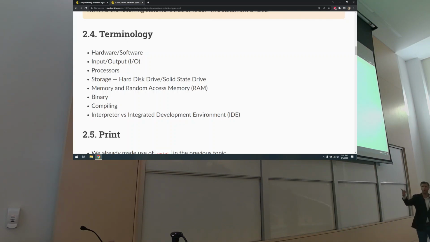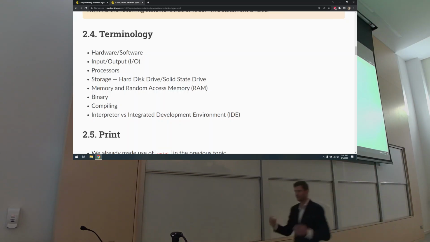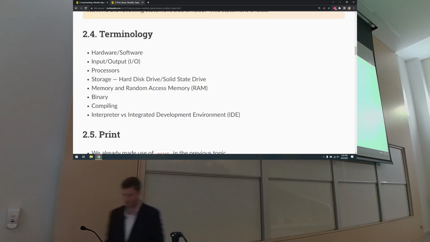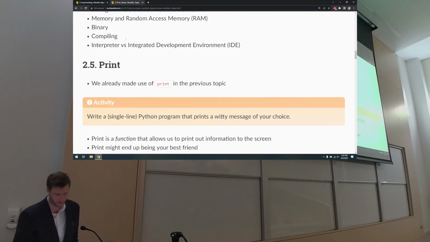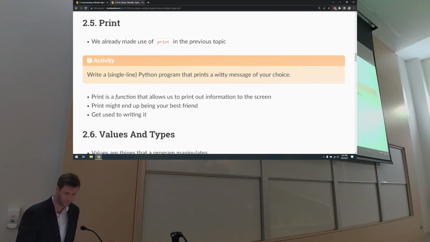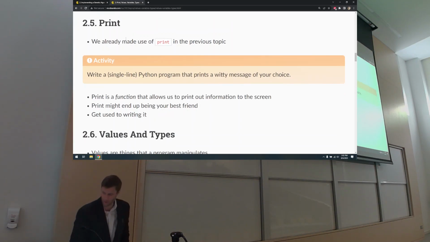Because although I wrote print hello world, the processor goes, I don't know what that is. So there's actually a translation process that converts the code into low voltages and high voltages that actually get run through the processors for the number crunching. So it's like compiling. It's more complex than that, of course, but that's the gist of it. Interpreter, IDE, we won't worry about that. Print. So we've already seen print.